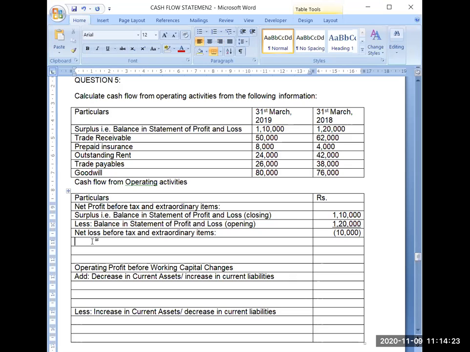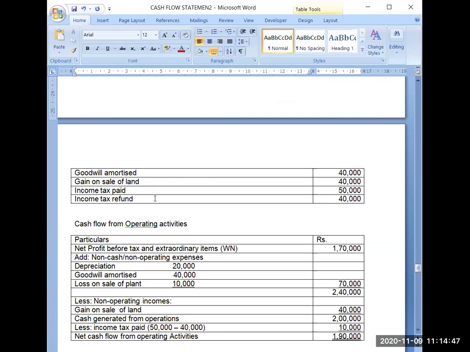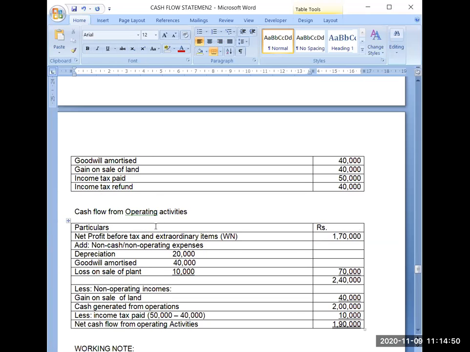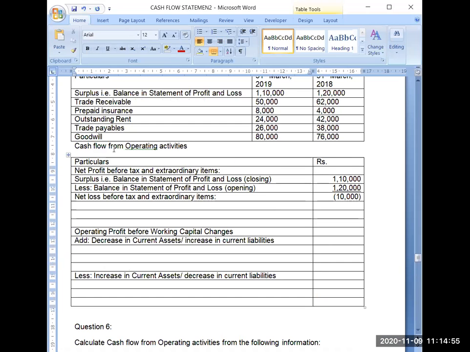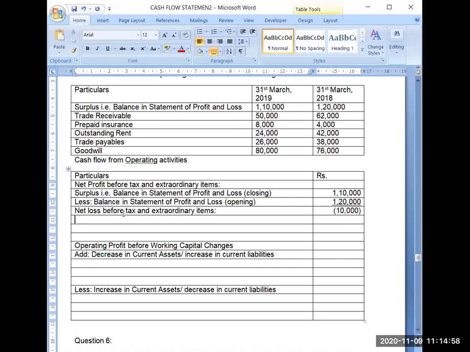Now after that, this is the first step we have completed. The second step is to calculate the operating profit before working capital changes. How do we calculate it? We have to add the non-cash expenses and non-operating expenses. First, see the information which is given here. No information is given about non-cash and non-operating expenses. In the question we completed previously, no information was given for current assets and current liabilities. In this question, no information is given for non-operating and non-cash expenses. So that's why we will skip this step.